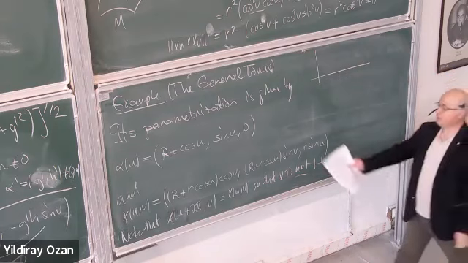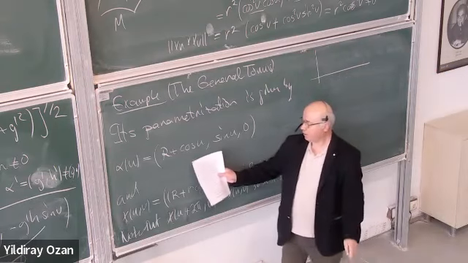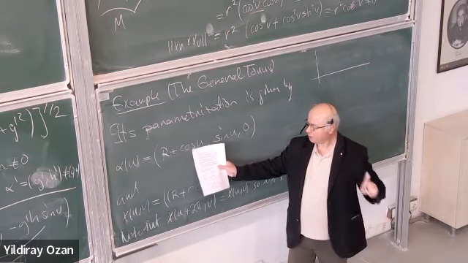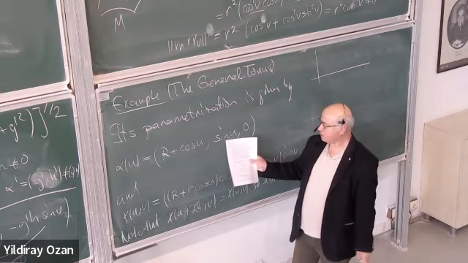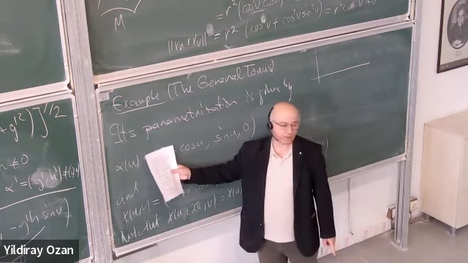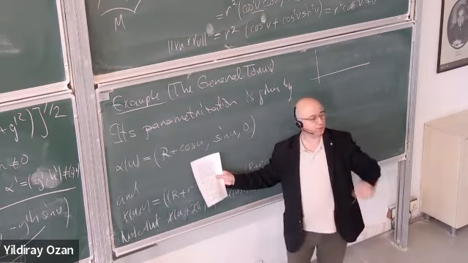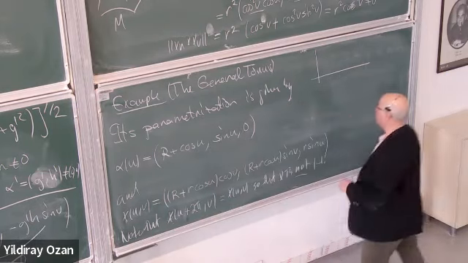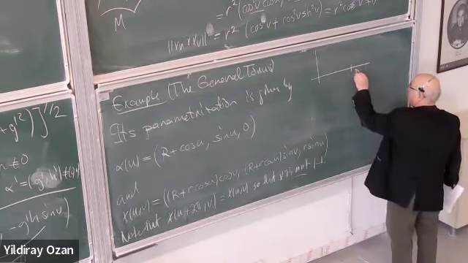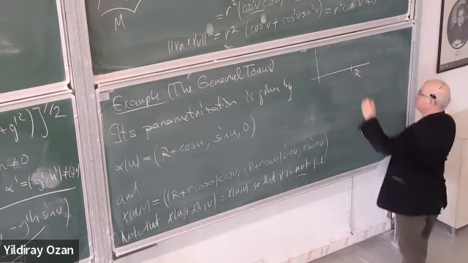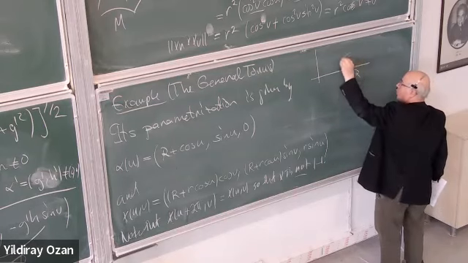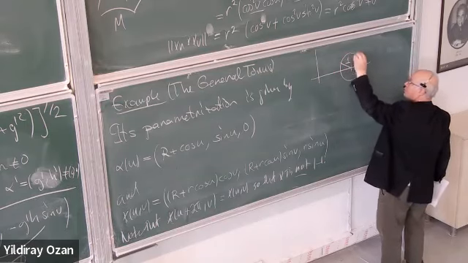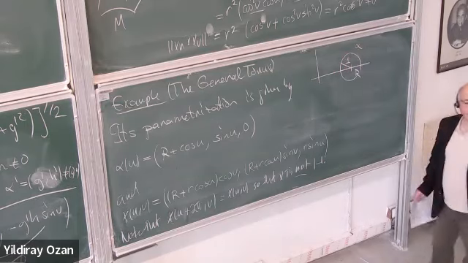Now, the x coordinate is just r times cosine u, and this is just sine u. If I didn't have this, it would be just a circle, right? Cosine u, sine u. But this is just a little bit shifted circle. So here is r, and this thing is just the circle of radius 1. So this is r alpha.